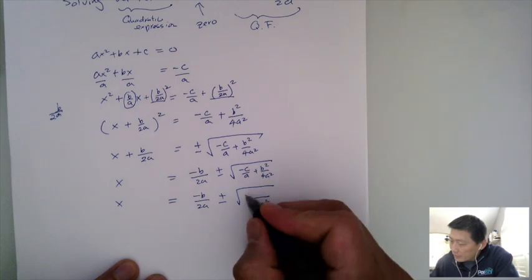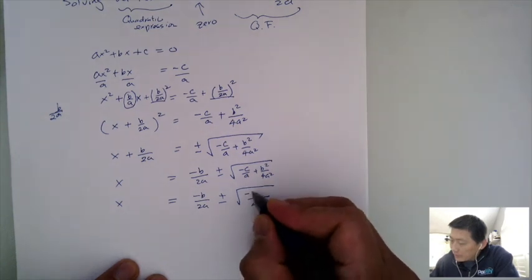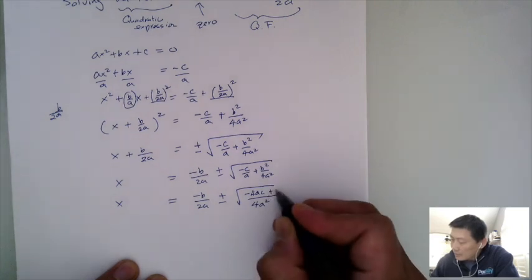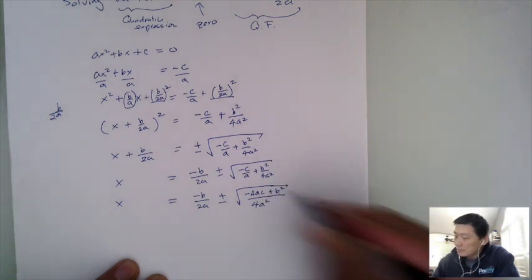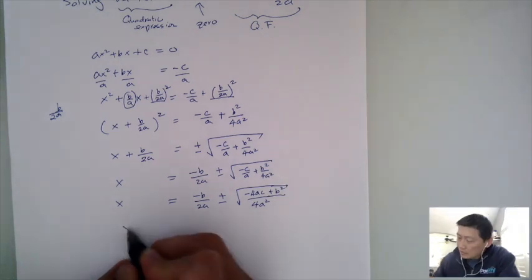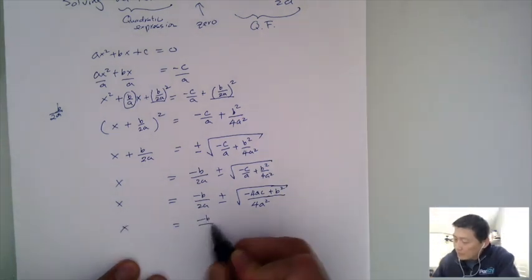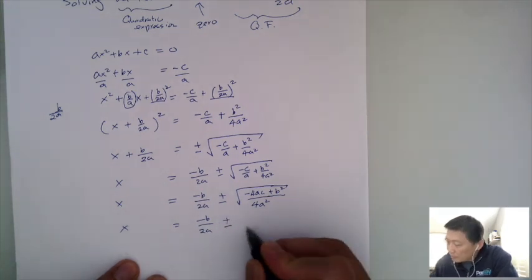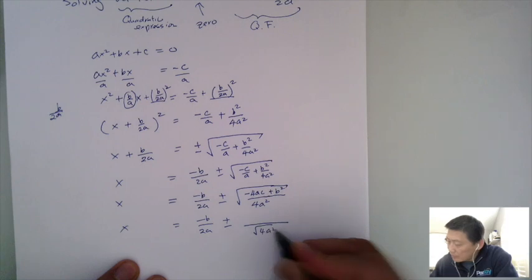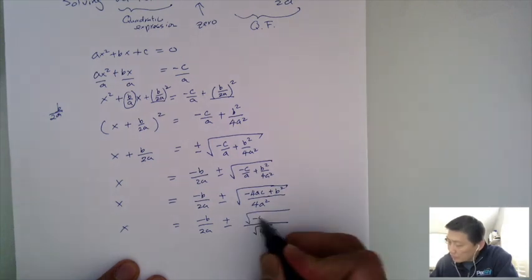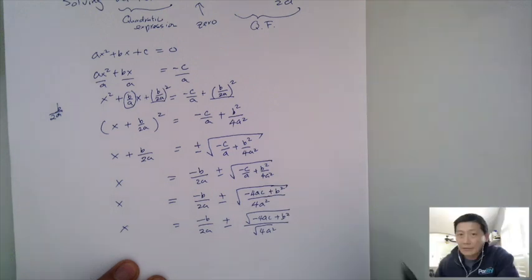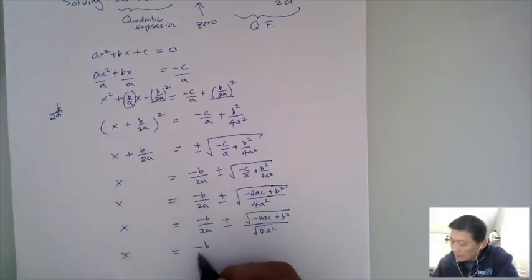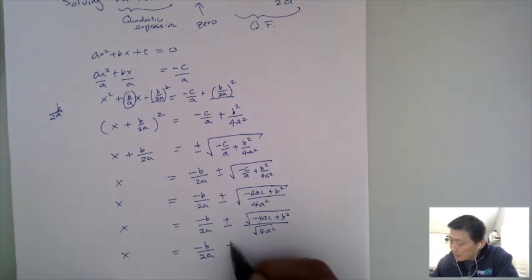So it's minus 4ac, and then plus b squared. So let's keep going. Negative b over 2a, plus minus. Now notice, this is just square root of 4a squared. And over here, this is just minus 4ac plus b squared. Let's keep going. Negative b over 2a plus minus.